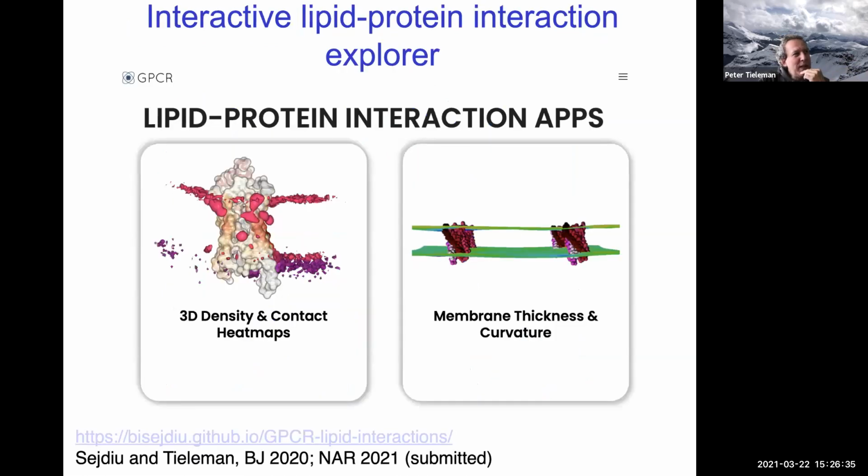I want to make a quick plug for an interactive analysis tool that Bayesian wrote.